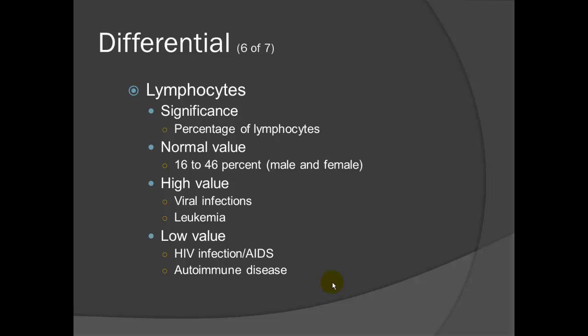So if we're seeing a shifting CBC, a complete blood count, if it left shifts, this means that there's a high amount of bands. So you have a bacterial infection that is winning. If you have a right shift, you'll see more lymphocytes. More lymphocytes would say that it is viral in nature.